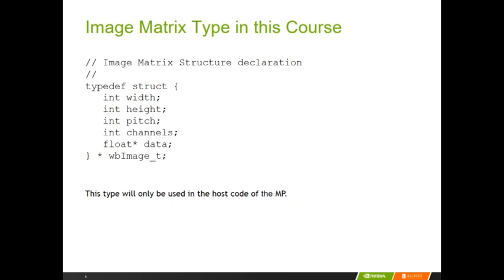In the host code, in WebGPU, we have already introduced the image matrix type. The image matrix type is a struct of width, height, pitch, and channels. These are the quantities that we already introduced in the previous slide. And then we have a pointer to the data. This data is actually the padded array that contains the padded matrix for the image.